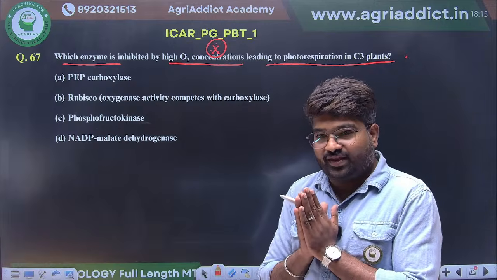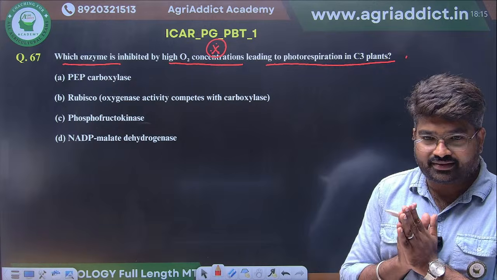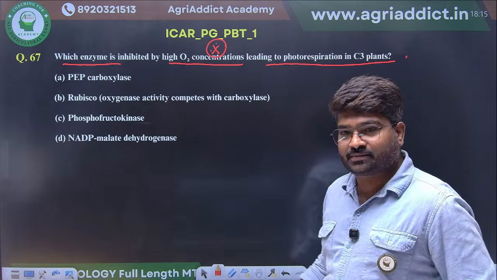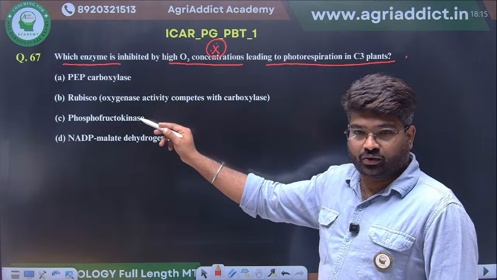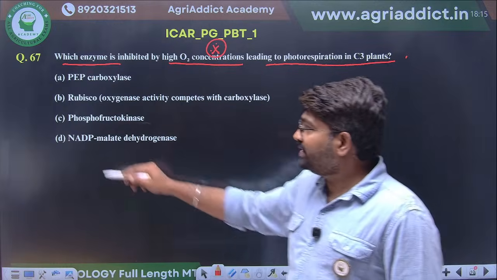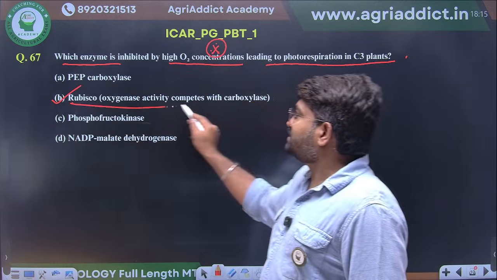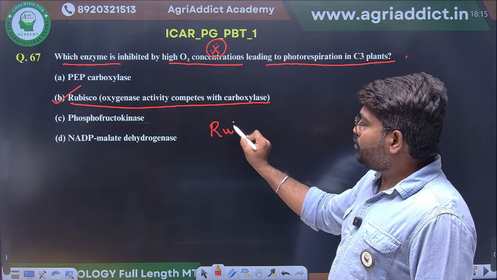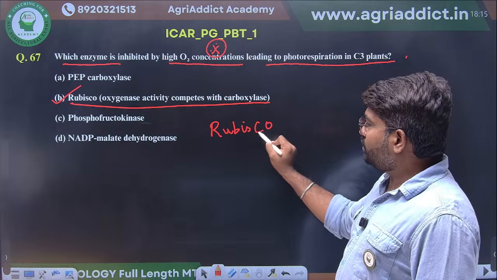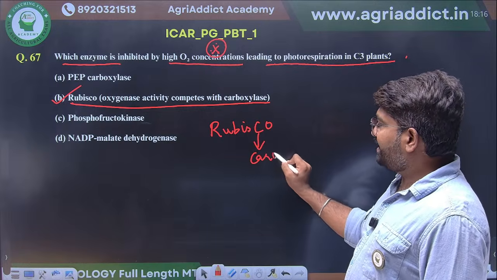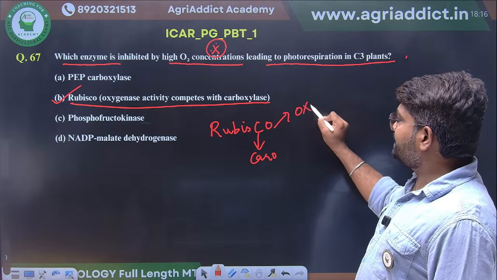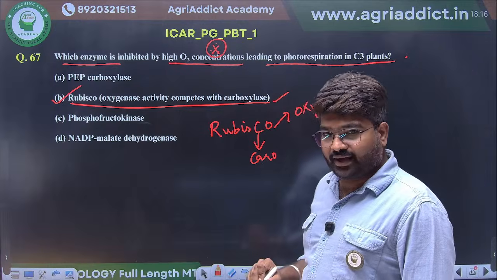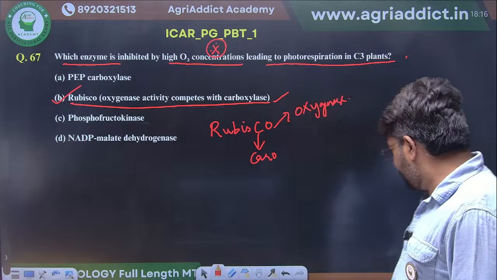The name of the enzyme itself has the activity. Which one? Option A, PEP carboxylase. Option B, Rubisco. Yeah, Rubisco. Tejaswini, correct answer. Rubisco is the correct answer because the name itself has it. It has both carboxylase activity and oxygenase activity. This is very important.